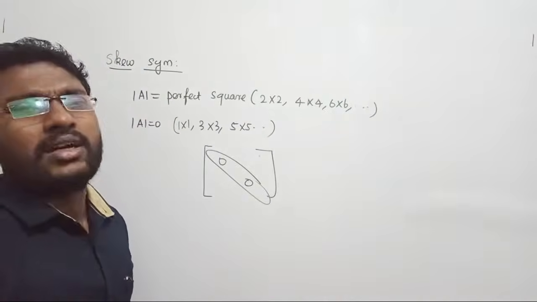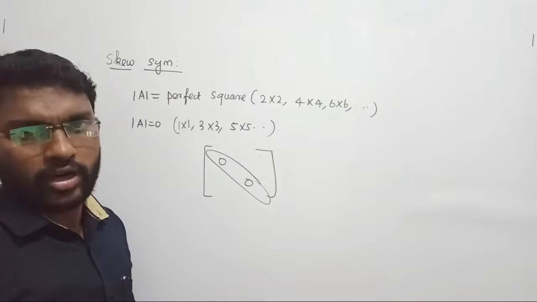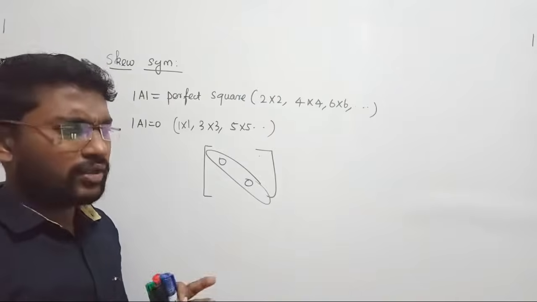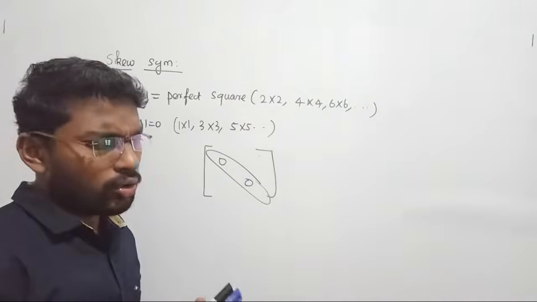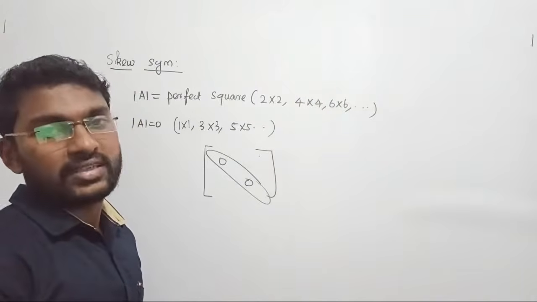Apart from that, some other types of classifications will be there. Some people call it an idempotent matrix. I don't want to go into those things at all. Okay, let's start with this. So this many classifications are more than sufficient in order to solve the problems. So these are all the classifications of the matrix.